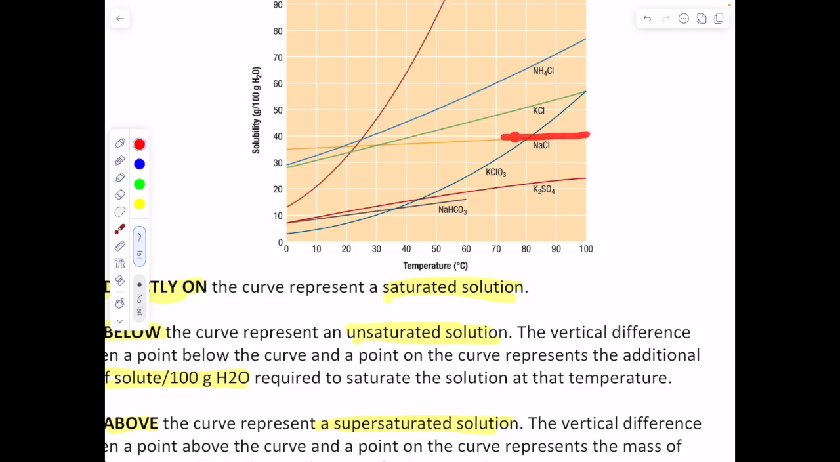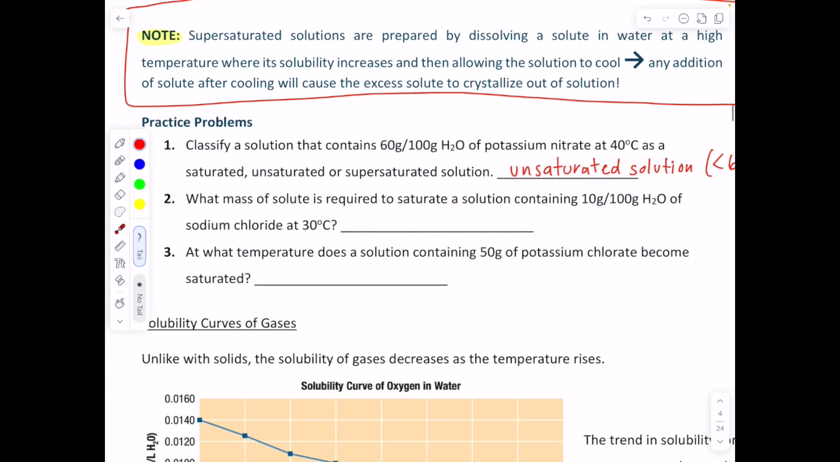This is the curve for sodium chloride. And at 30 degrees, the saturation is about 38 grams per 100 grams of water in order to be saturated. If the solution already contains 10 grams, 38 grams minus the 10 grams it already contains, we need to add 28 grams of NaCl in order to saturate a solution.